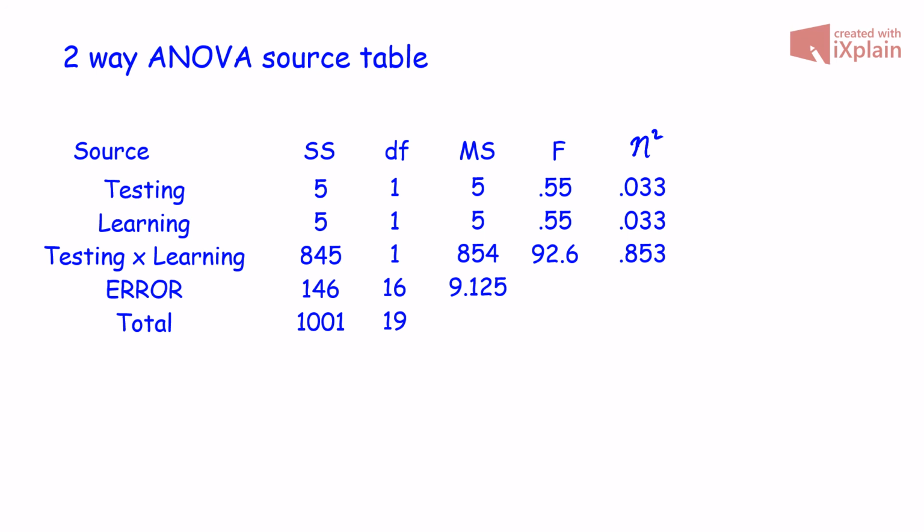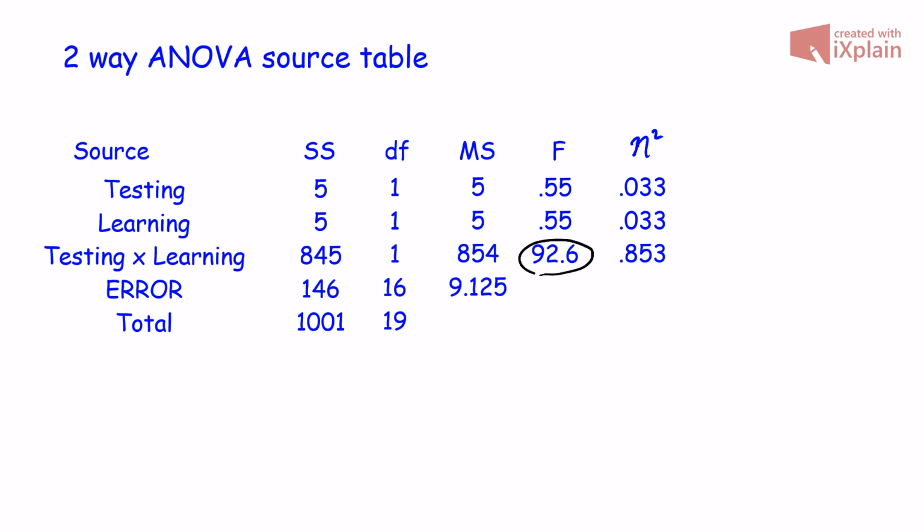We do the same thing for learning. Here is the F value. Now in this case, this F value and this F value came out to be the exact same numbers. That does not have to be the case. It just did in this case. So again, we know that the main effect of learning is not significant. And now we need to look at the interaction.